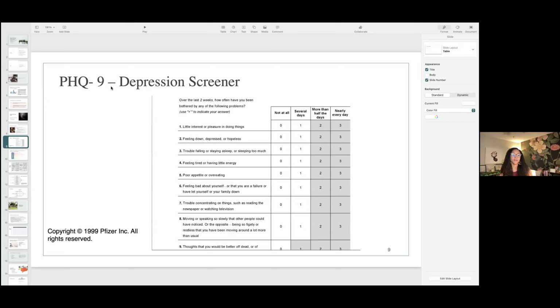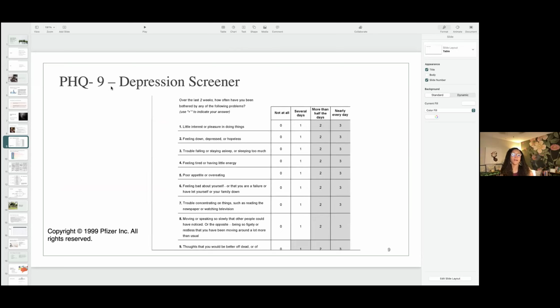So the PHQ-9, are folks familiar with the PHQ-9? You can raise your hand or put a little icon on your screen. Most people are. The PHQ-9 is pretty popular in primary care settings. It's a depression screener. It's pretty quick and dirty.